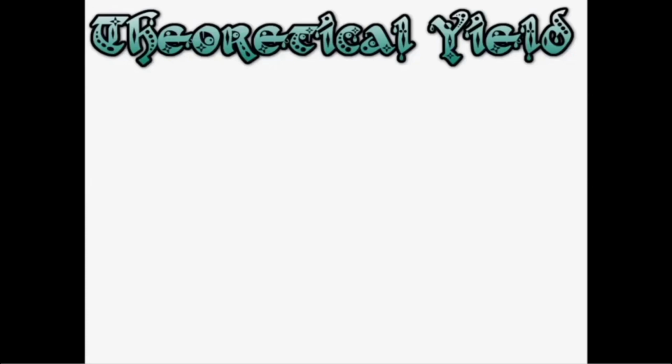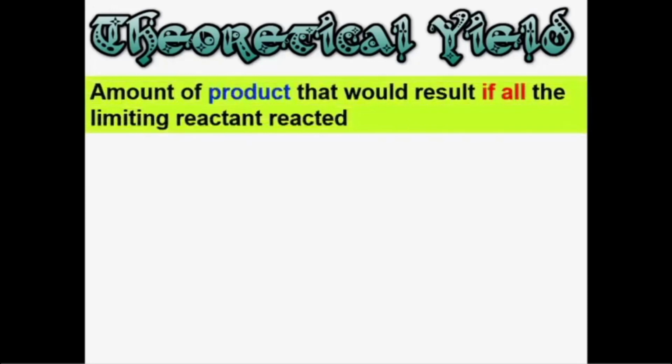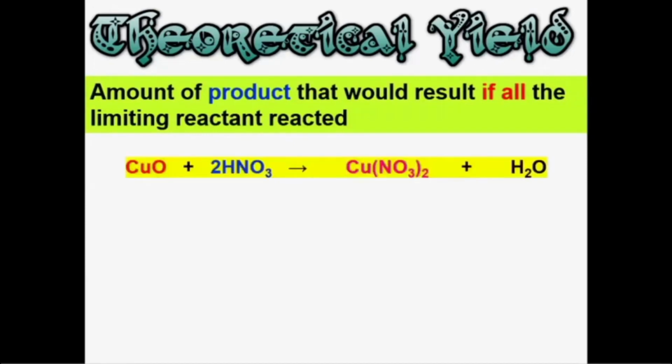So the first is theoretical yield. Right. So what is theoretical yield? Or in BM we call it as hasil theory. Yes, hasil theory. Theoretical yield. Okay. So theoretical yield is defined as the amount of product that would result if all the limiting reactant reacted. Okay, for example, let's use this equation once again, the problem that we are discussing right now.